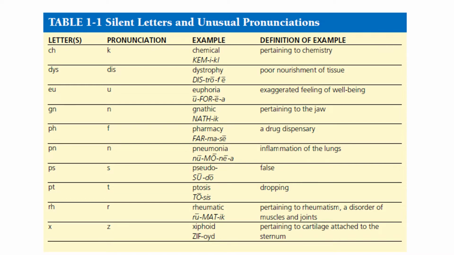Next is G and N, GN. When the letter G is followed by the letter N, the G becomes silent, so it will be pronounced as N. The example is gnathic, which means pertaining to the jaw. Gnath or gnatho means jaw, and ic means pertaining to.